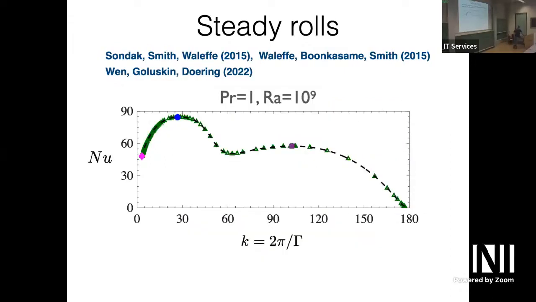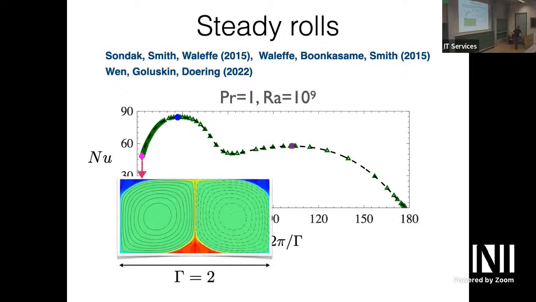And so what we're doing then is computing the Nusselt number for steady rolls with all different horizontal periods for a pair of rolls. So gamma is the horizontal period of a pair of rolls. I'm plotting versus wave number, so the inverse here. So the widest rolls I'm computing are the ones on the far left. These have aspect ratio 2. And the narrowest rolls are the ones on the far right. And this is Prandtl number 1, Rayleigh number 10 to the 9.